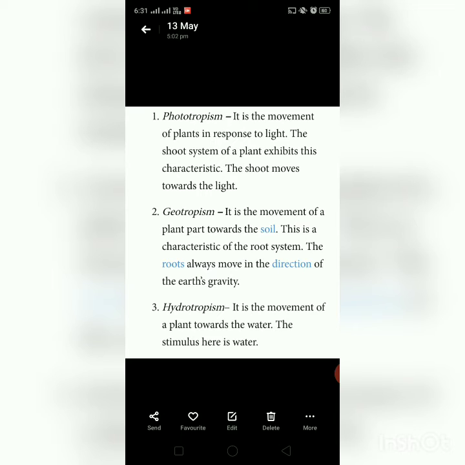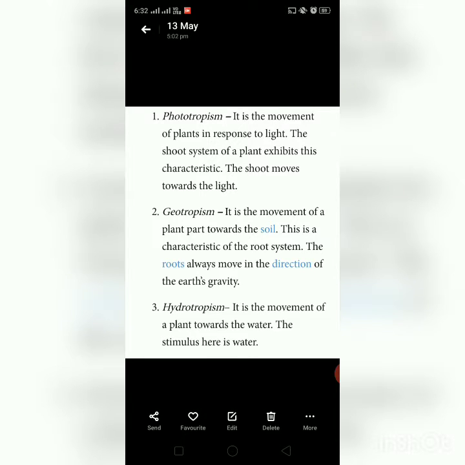Number 1 is phototropism. It is the movement of a plant in response to light. The shoot system of a plant exhibits this characteristic, and the shoot moves towards the light. Photo means light, so phototropism means the parts of a plant that move towards the light. The shoot means the upper parts where the leaves, branches and stems are. That is called phototropism.